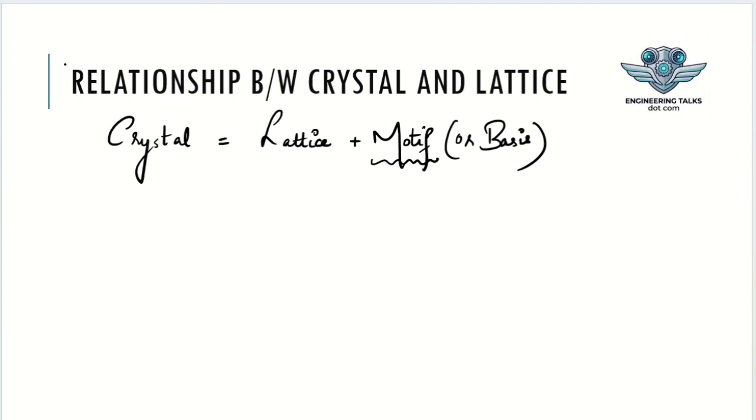So what do you mean by a motif? A motif can be an atom or group of atoms associated with each lattice point. So when we replace each of the lattice points with motif, we get the actual crystal structure. So every crystal will have a motif and a lattice.